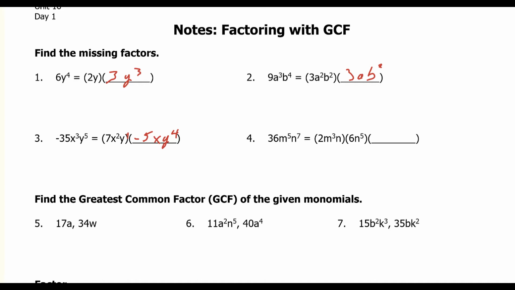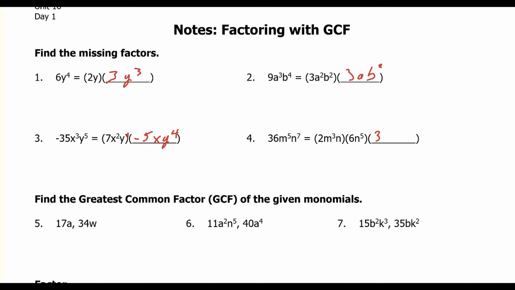Alright, now number 4. We've got 36 equals, well, let's see. 2 times 6 equals 12. 12 times 3 equals 36.